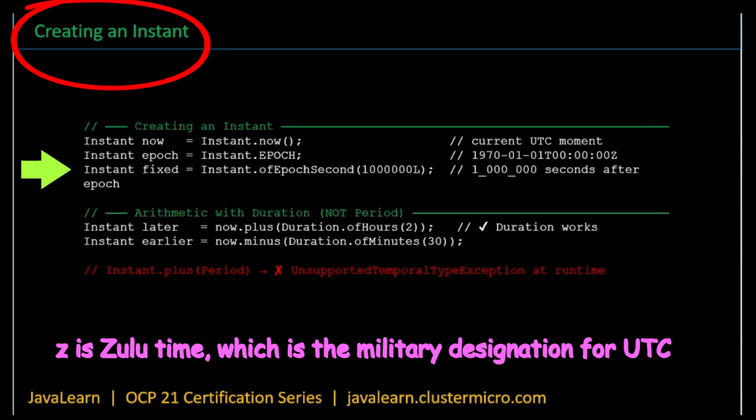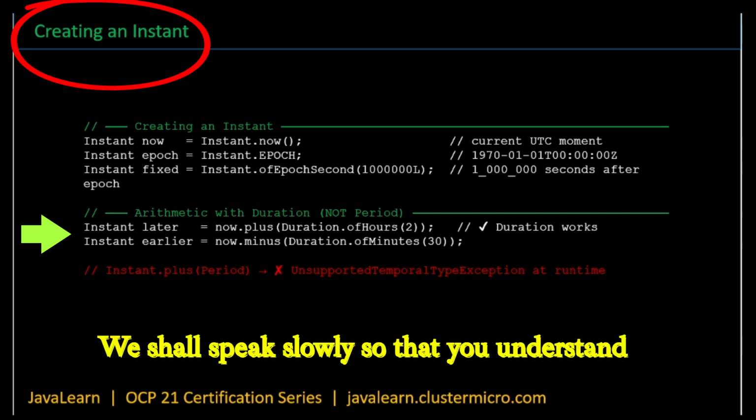Okay, then the second block of code is Instant later = now.plus(Duration.ofHours(2)) and Instant earlier = now.minus(Duration.ofMinutes(30)). Okay, so now that we have Instant, how do we do arithmetic on it? Okay, so how do we go forward or backward in time? So Instant supports the plus and minus methods just like LocalDate and LocalDateTime, but there is a critical restriction here. Okay, Instant only works with Duration, never with Period.